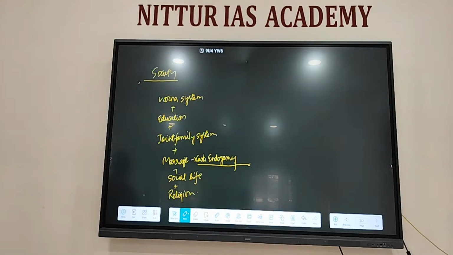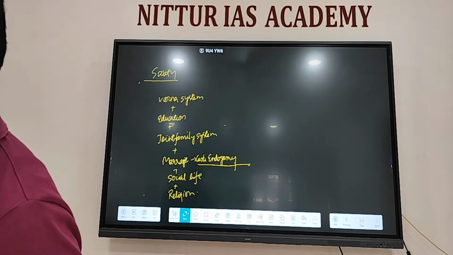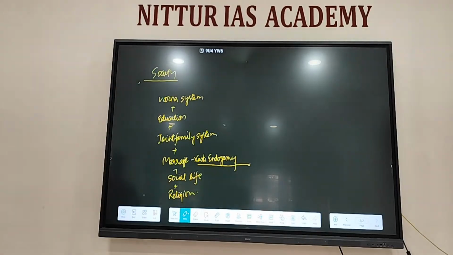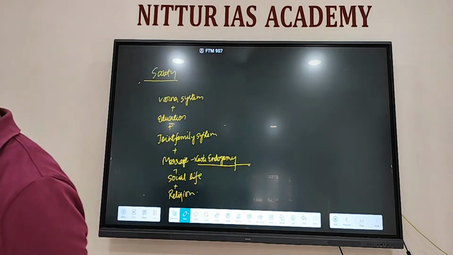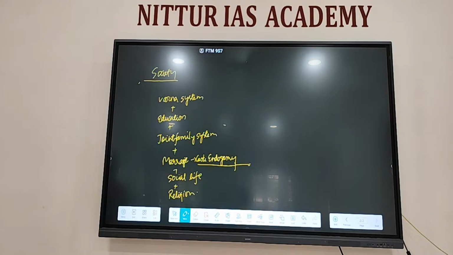So, major centers were Nalanda and Ujjain, and they provided interdisciplinary studies such as Vedas, grammar, philosophy, mathematics, astronomy and medicine.